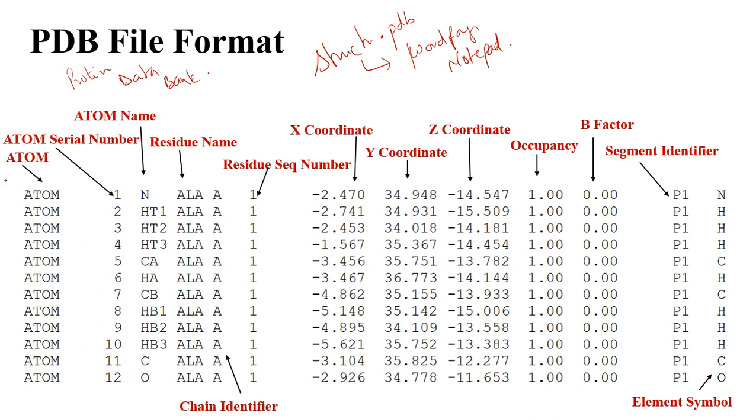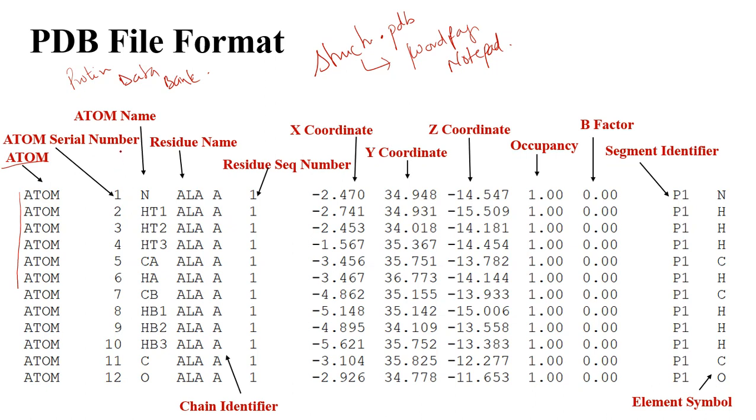So the very first line is an ATOM line. It is just mentioned ATOM, ATOM, ATOM, and in some portions it is mentioned as HETATM. It means there is a water molecule. So it is either an atom or a heteroatom.